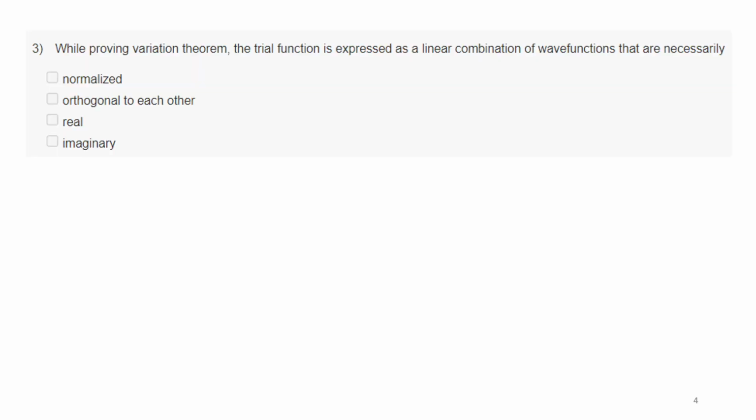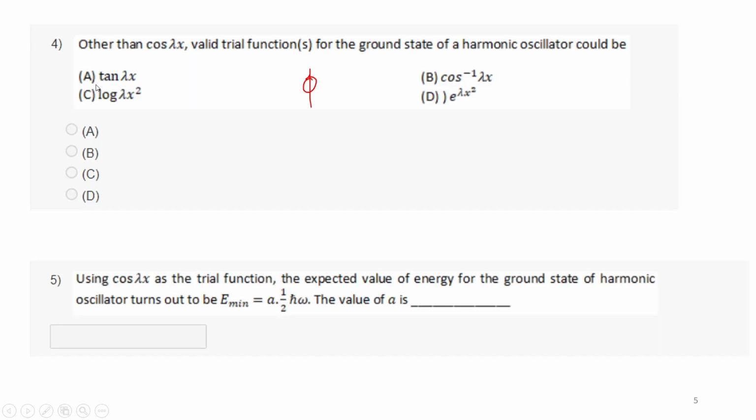Now, while proving the variational theorem, the trial wave function is expressed as a linear combination of wave functions that are necessarily normalized and orthonormal, so orthogonal and normalized. Yes, for the first two, right? First, orthonormal. Yes. Now this we have discussed, and I will check that with the professor also, whether we can take that lambda value or put it up for re-evaluation.